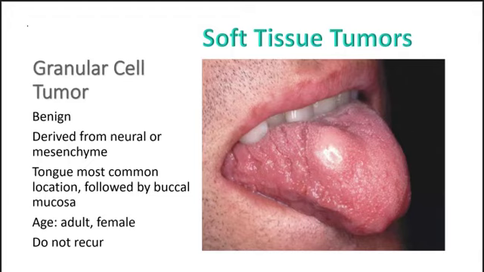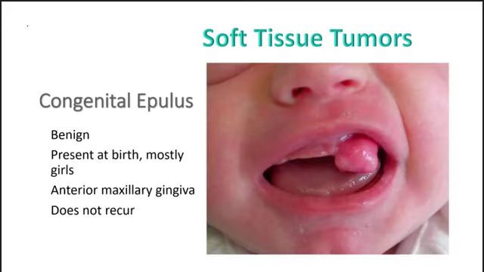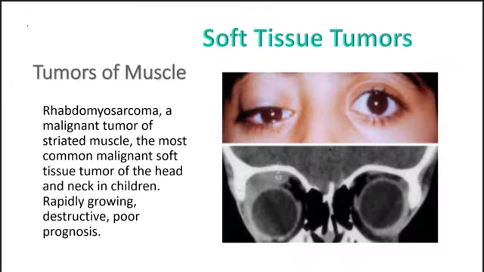Granular cell tumors also appear intraorally on the tongue most commonly, and then followed by the buccal mucosa. These are benign lesions that derive from neural or mesenchymal tissue. A congenital epulis, you should remember this is one that is present at birth and has a predominance towards girls, which indicates that it may have a hormonal component. These are usually found in the maxillary anterior, and once they are removed, they do not recur.